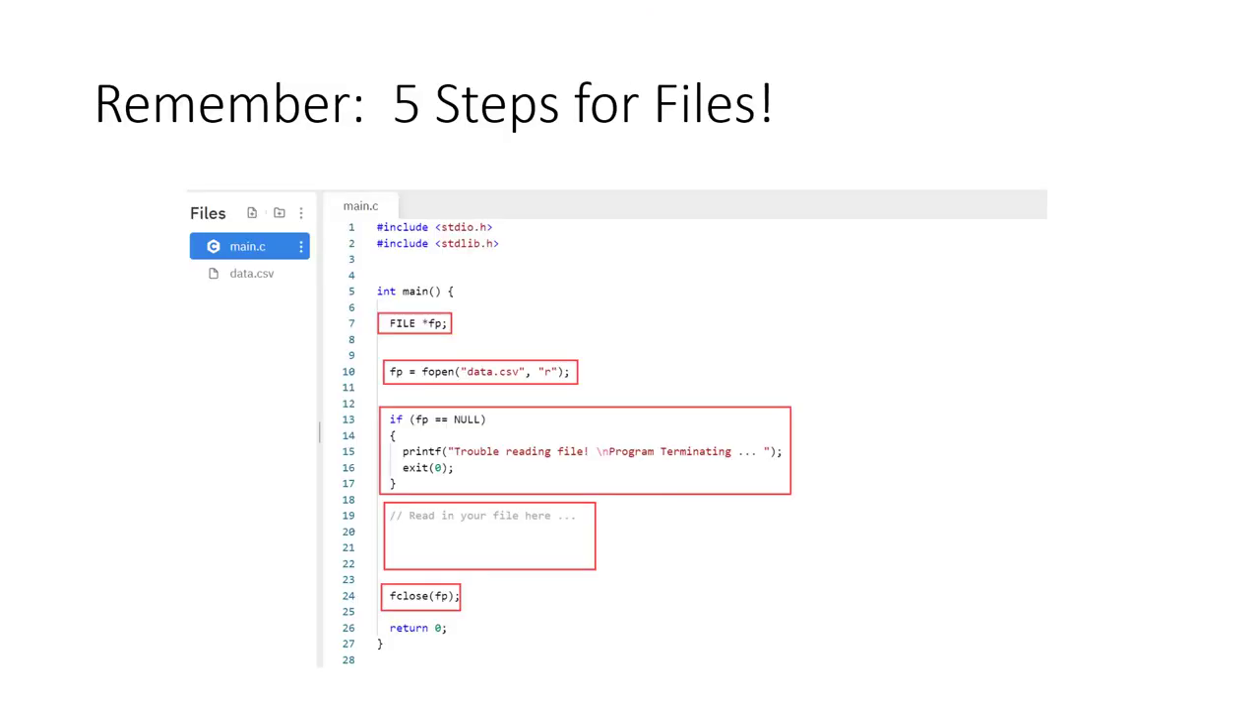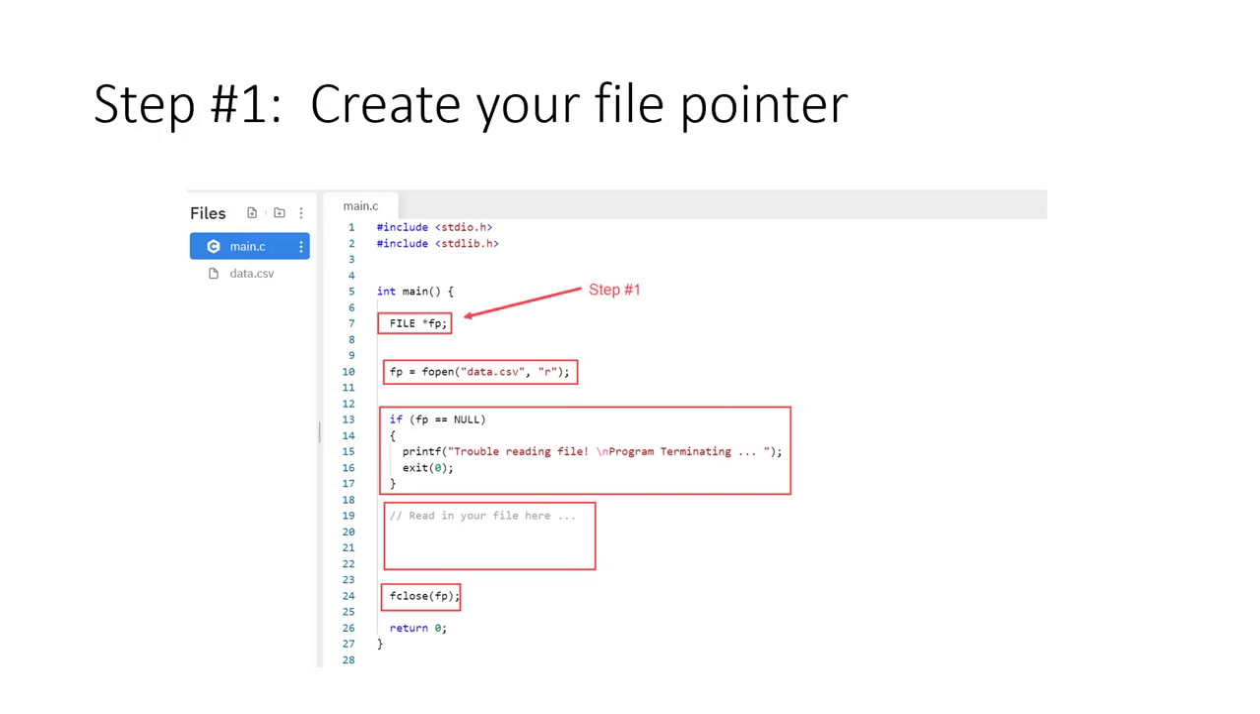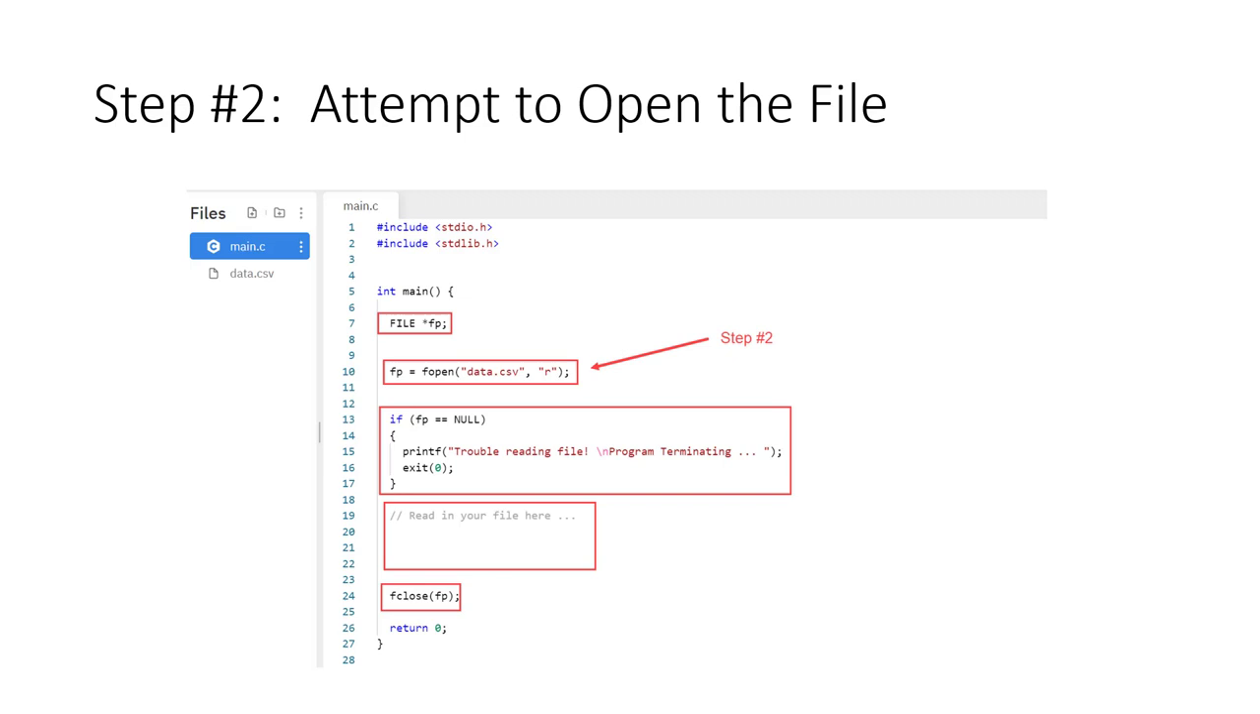But first, let's backtrack and try to remember those 5 steps for working with files. Step 1, be sure to create your file pointer. Step 2, attempt to open the file. Notice that in double quotes, the very first thing is the file name. Be careful, this is usually where students will put CVS instead of CSV, so watch that. The other thing is we're going to use r because we are reading, and of course fopen to put it into our file pointer.